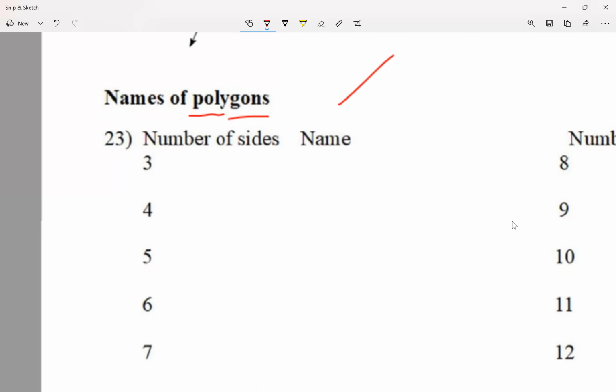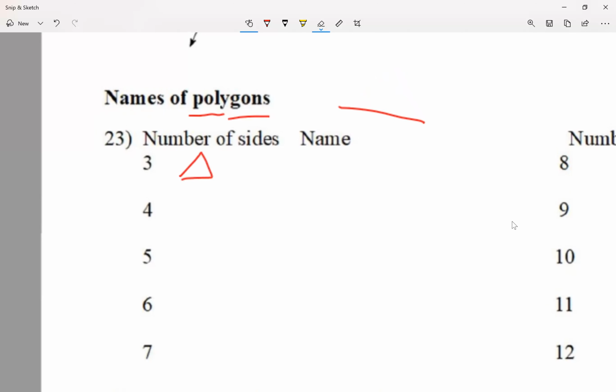So let's say I have one figure there. I have two sides there, but they're not quite connected. So the minimum amount of sides a polygon can have is 3 sides. For today, we're going to be looking at pictures based on the amount of sides. So the number of sides, I'm looking at 3 sides, something like this.